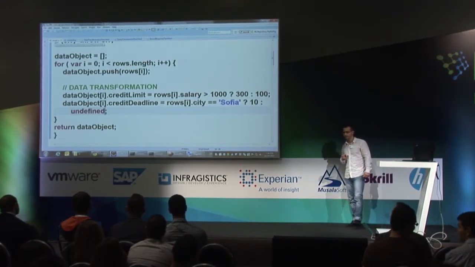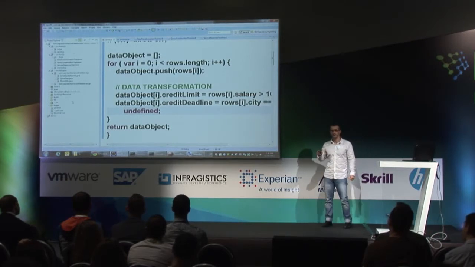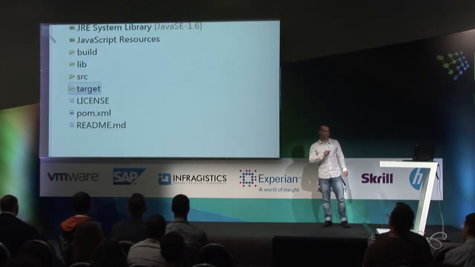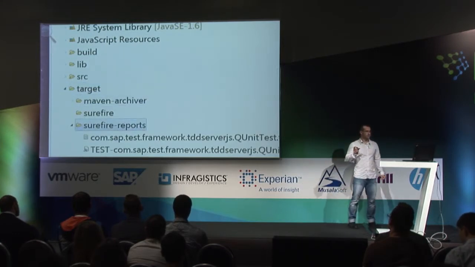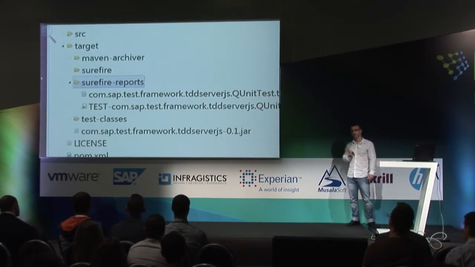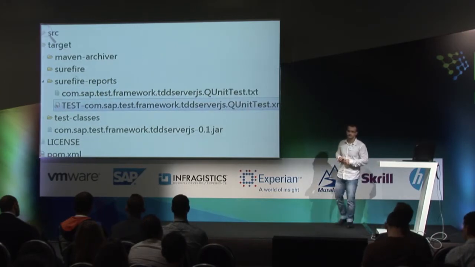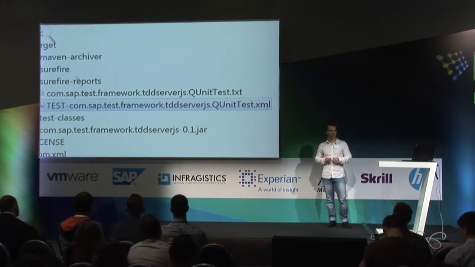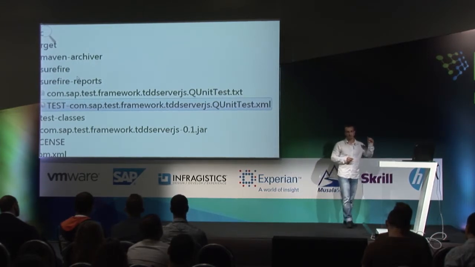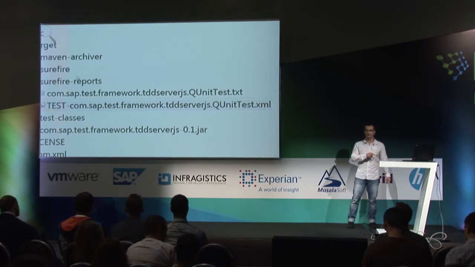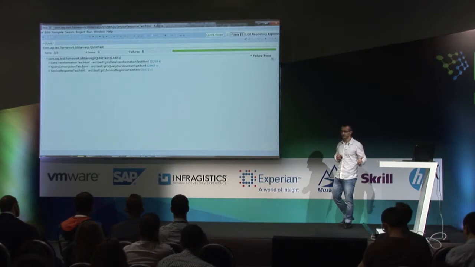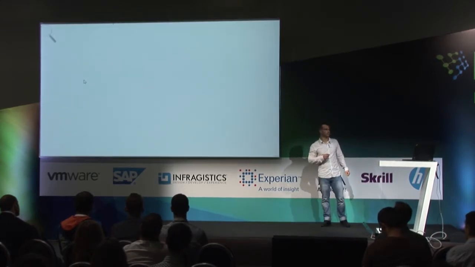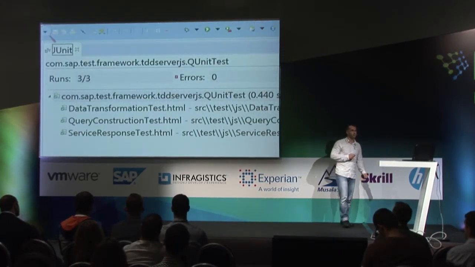Let me show you now how one could see the reports from the execution of this Maven. Maven execution runs QUnit, which is the entry point of our TDD4JS framework. It creates this QUnit test report, which from Eclipse, if you double click on this XML file, you get a nice report in JUnit view of Eclipse. You see the report here.